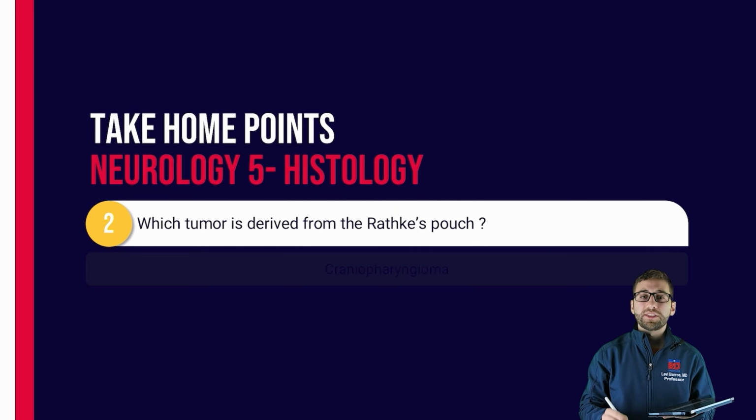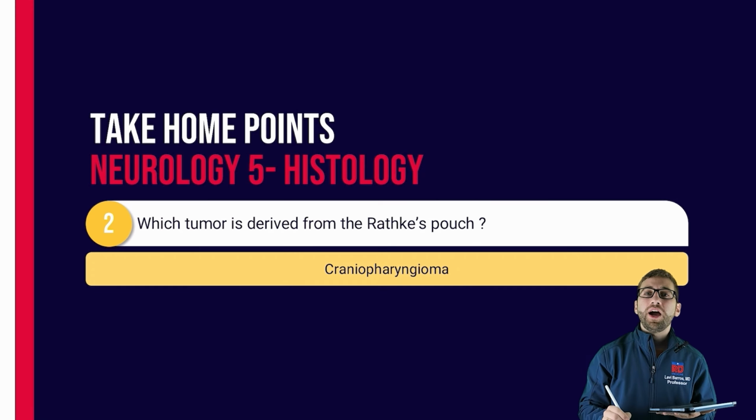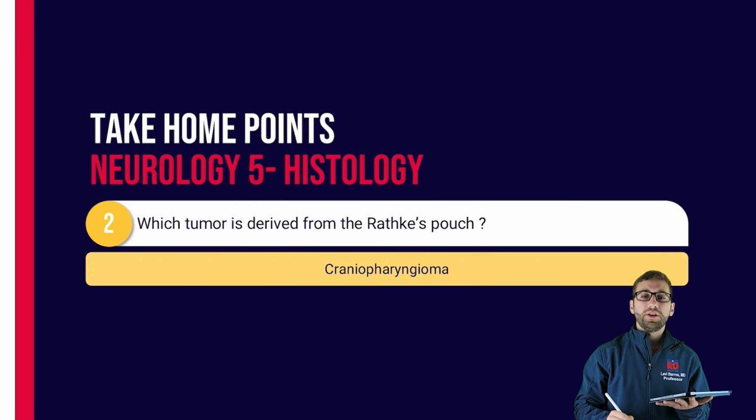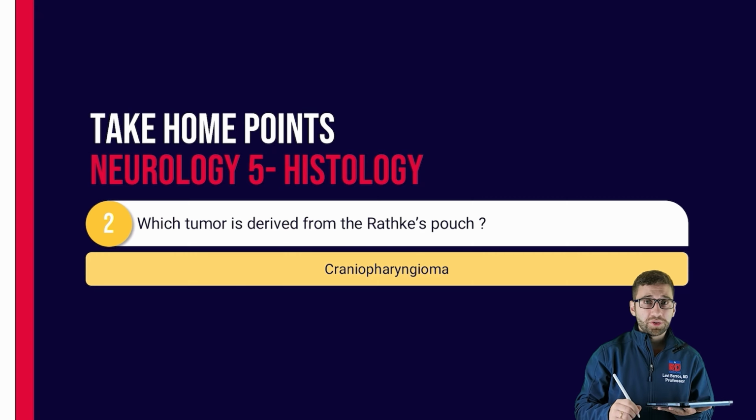The answer for that is craniopharyngiomas, benign tumors derived from the epithelial remnants of the Rathke's pouch, an embryonic precursor of the anterior pituitary gland. These tumors are typically found in the suprasellar region and can cause symptoms by compressing the optic chiasm and pituitary gland, leading to visual disturbances and endocrine dysfunction. Histologically, craniopharyngiomas often contain cysts filled with cholesterol crystals and calcifications.